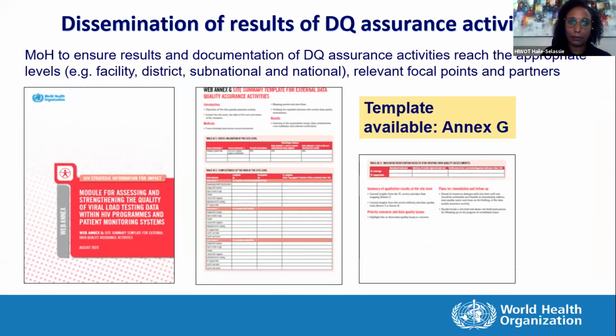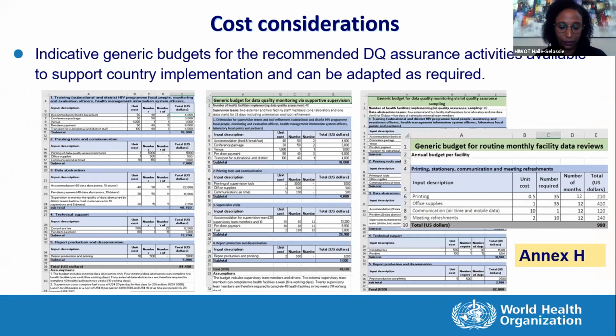And just to say, there's also a template for putting together a summary report to make sure the results get to the relevant focal points and partners at all levels. And finally, I think on the request of countries, we've also tried to develop generic budgets for each of the different activities included in the menus, which countries can then adapt, recognizing, of course, the unit costs will vary, but it can be helpful to have at least a breakdown of the budget items and some of the assumptions to really help countries select the activities that they feel will be suitable for their context. So those are the tools.